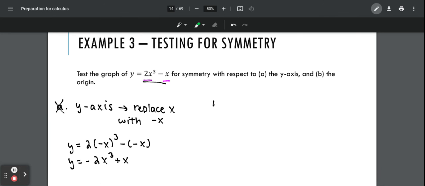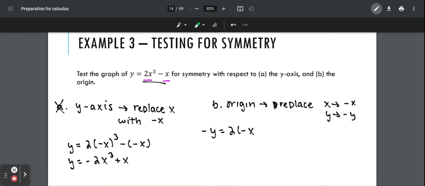If we're testing the origin, then that means that we're replacing the x with a negative x and the y with a negative y. So if we do that, we get negative y equals 2 times negative x cubed minus a negative x, or negative y equals negative 2x cubed plus x. And then when we divide by negative, we get y equals 2x cubed minus x, which is that original equation. And so that would be our test to show that it does have symmetry about the origin.